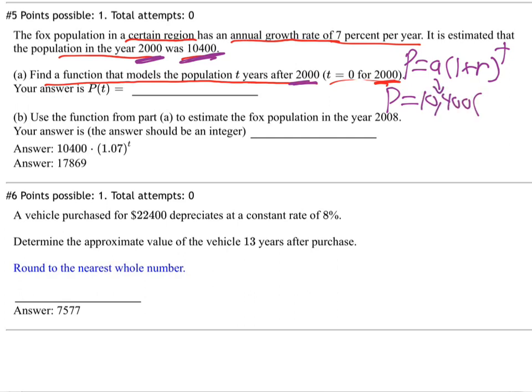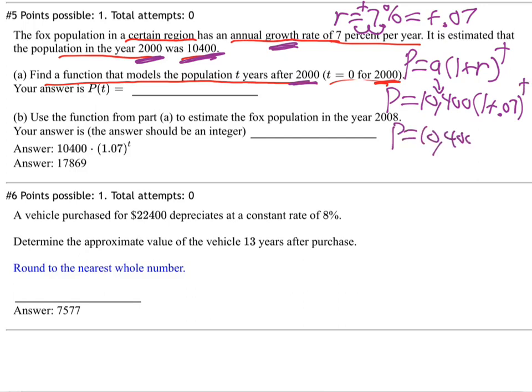10,400 is our A. 1 plus growth, so it's plus. The R is 7% positive because it's growth. Change that to a decimal, 0.07, right? Because the decimal goes back 2 places. 0.07 to the t. So that's 10,400, 1.07 to the t. That's the answer they got for the first part.